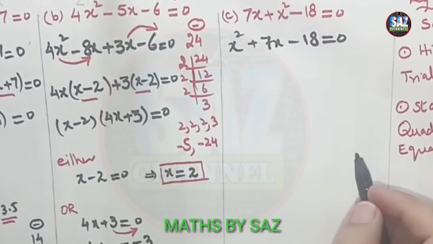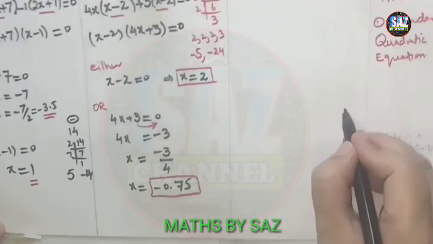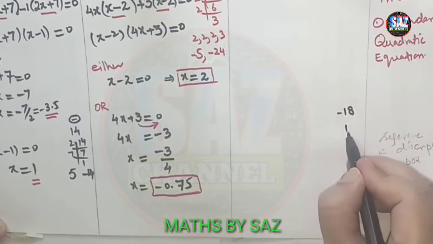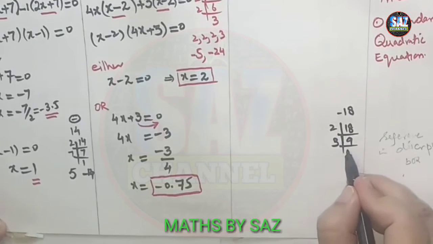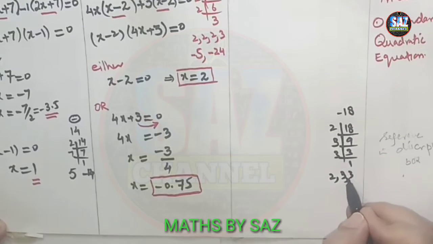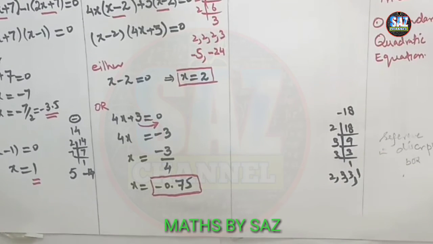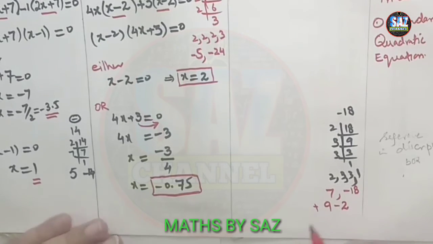What we have to do, the procedure is the same: multiply 18 with the coefficient of the square term, that becomes 18 with a negative sign. Make the prime factors: 2 9s are 18, 3 3s are 9, and 3 1s are 3. So the factors are 2, 3, 3 and 1. Set the factors in a way that when you add or subtract you get 7, and when you multiply you get 18. I hope 9 and 2 are the suitable choices. 9 with positive sign and 2 with negative sign.